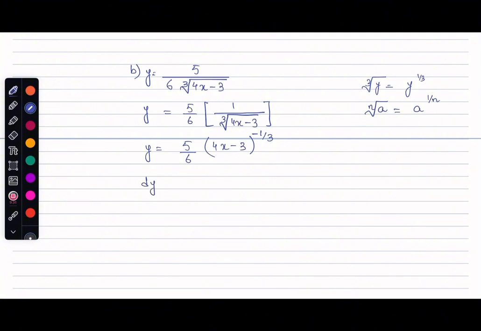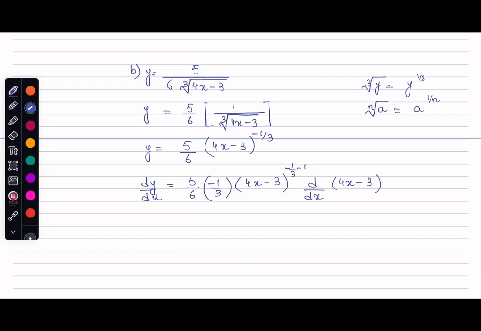I can say it's dy by dx. 5 by 6 is the coefficient of the function, so it will remain 5 by 6 and gets multiplied by the power, which is 1 by 3. And then I can say it's (4x minus 3) to the power negative 1 by 3 minus 1 here. I am done with the differential of the index of the outer power. So now I should be differentiating the function within the power, which is 4x minus 3.